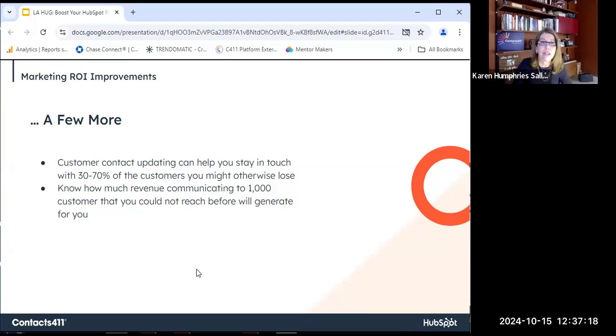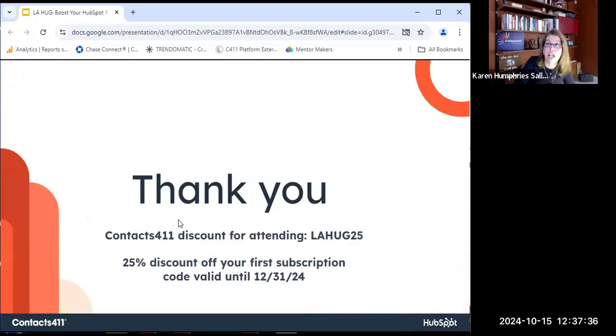Depending. And then please make sure you know how much revenue communicating with 1,000 customers that you couldn't reach before, that you can now reach with updated contact information, will generate for you, because that will help you make smarter ROI decisions for marketing and give you better ROI.